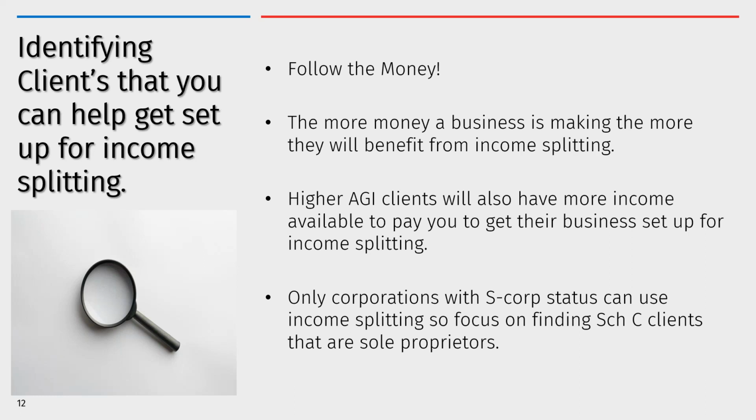And the next thing that I want to talk about is, let's go ahead and identify the clients that are going to get the most help from income splitting. And I alluded to this a bit earlier. Follow the money. The more money that a business is making, the more benefit they're going to get by shifting that income from sole proprietorship income into S Corp status dividend distributions. This is really going to be the first thing that I would always look at. I think this is a very logical step, and you're going to get a little bit more than just following the money as far as how much they can save.